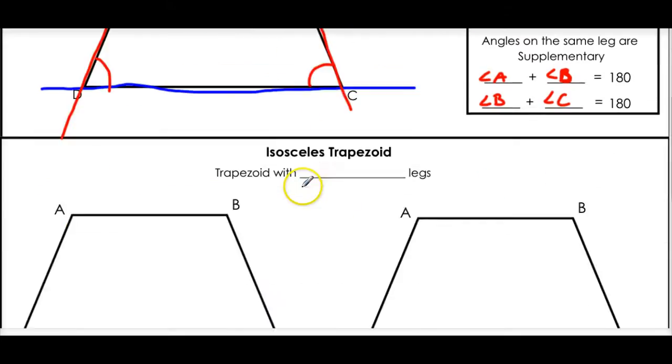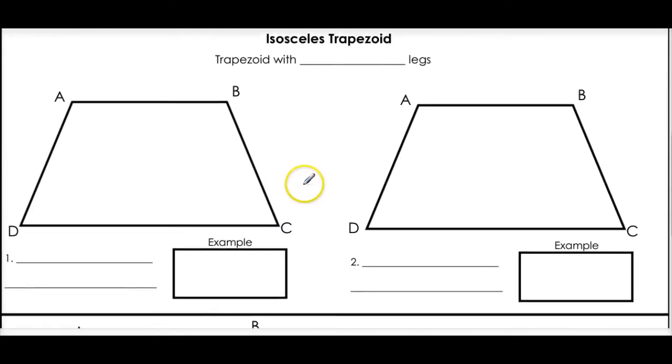Now what we're going to be focusing on really is isosceles trapezoids. Those are like the famous kid of trapezoids. This is the one people really like to talk about. So an isosceles trapezoid is a trapezoid with congruent legs. Now legs are not always congruent, right? Only in isosceles trapezoids are they congruent.